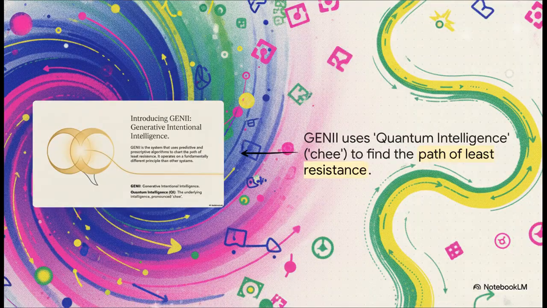So let me introduce you to GENII. That stands for Generative Intentional Intelligence. And right off the bat, you notice something different. They talk about quantum intelligence, which they pronounce chi. But here's the twist. It has absolutely nothing to do with quantum computers. For them, it's all about using predictive algorithms to find the path of least resistance to solve humanity's biggest problems. The word quantum here is more of a metaphor, a concept.